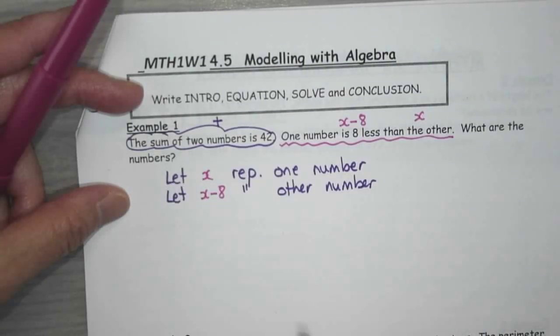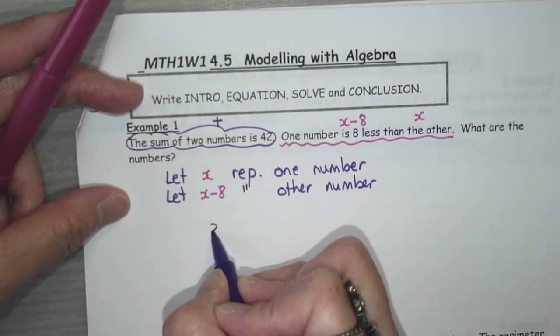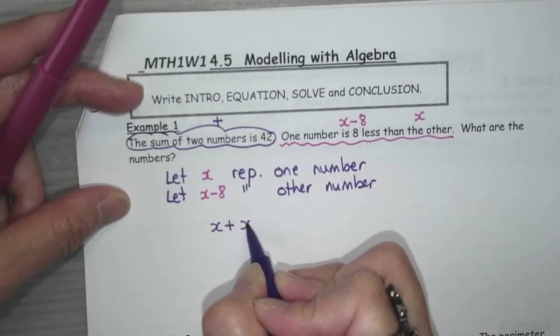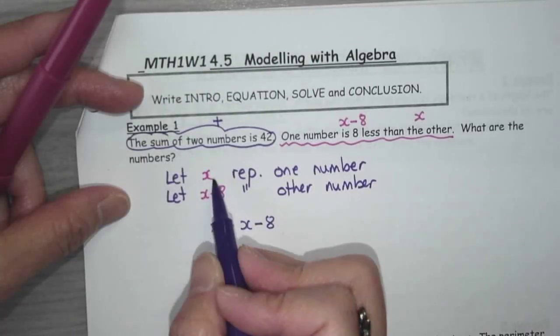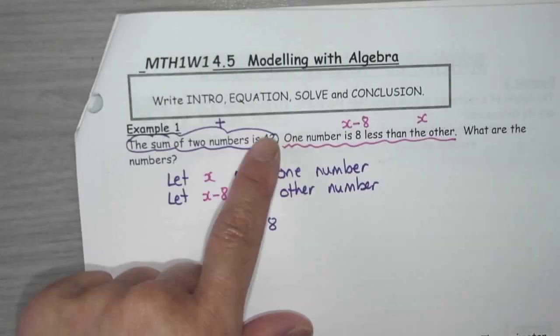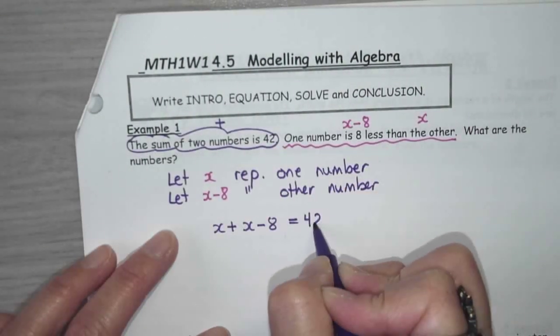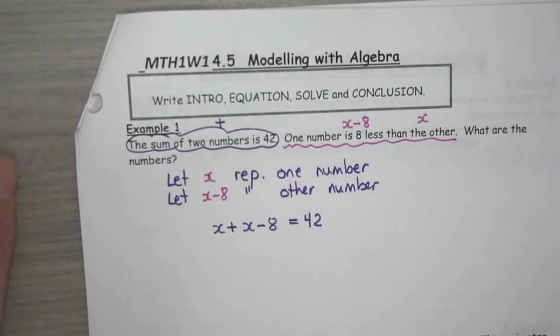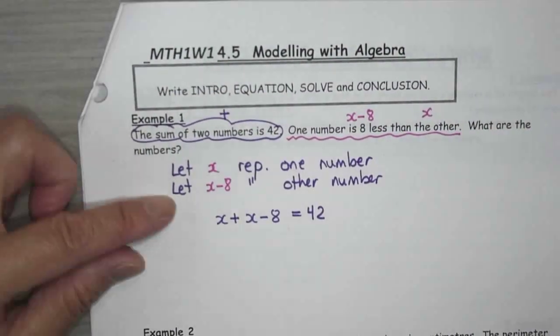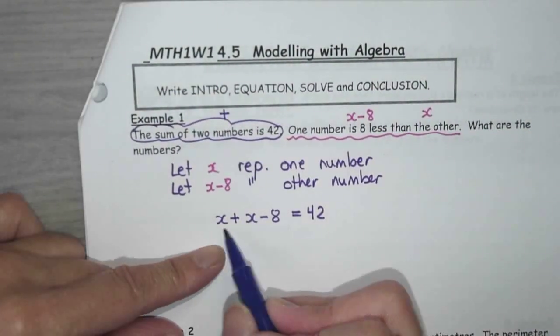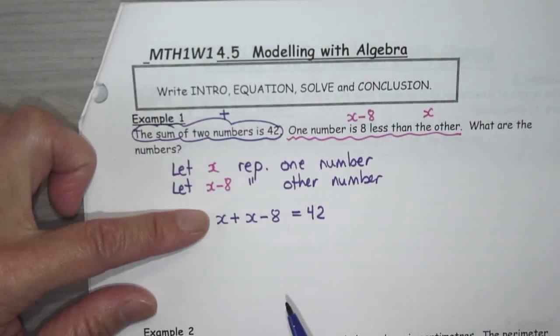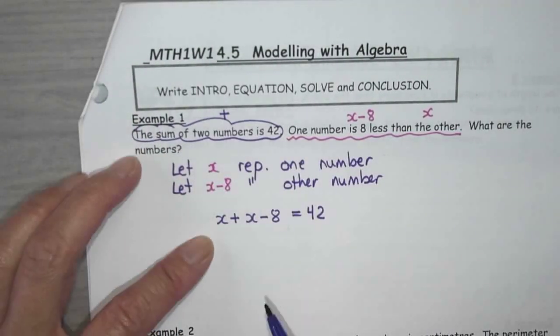The sum of them is 42. So x plus x minus 8. So we're going to add them, and that equals 42. So that's my intro and my equation. That's what we did before in the previous lesson, and now we're going to keep solving.